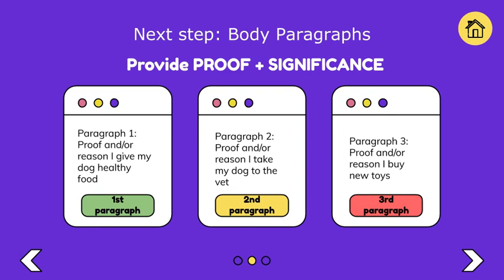The point of your body paragraph is you're going to further explain the examples that you've stated in your thesis statement. So in my paragraph 1 right here that I have, I'm talking about my dog's healthy food, how I give her healthy food. I would explain with proof and the significance of what I'm doing. So I would say I do a lot of research on the vitamins and nutrients that my dog needs, and then I go out and I spend money on food that provides the right amount of, whatever. I just explain why it's important and why I do it.